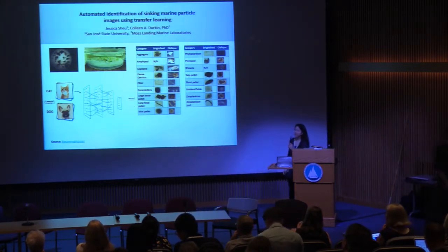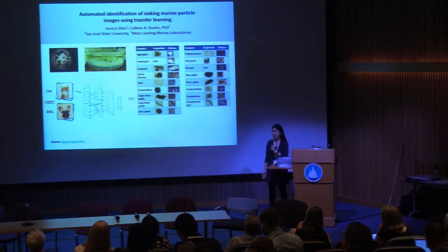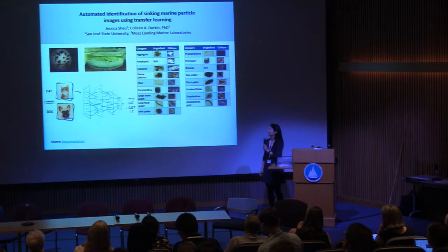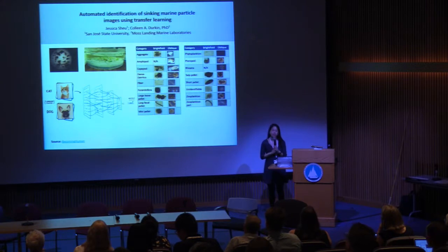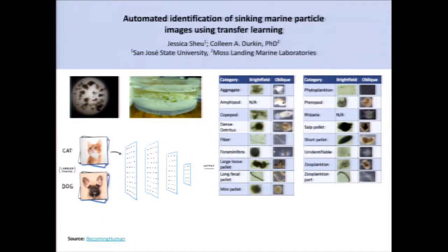Hi everyone, I'm Jessica Xu. I recently graduated from San Jose State University with my master's in computer science, and I emphasized in bioinformatics. Because of advancements in image-based methods, we are now able to quickly acquire more image data than we can manually categorize. And this amount of images just keeps growing. In our particular study, we have 17 categories of marine particles shown by these two tables, and we have hundreds of thousands of images.